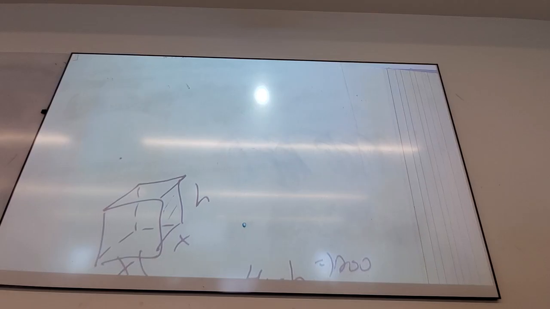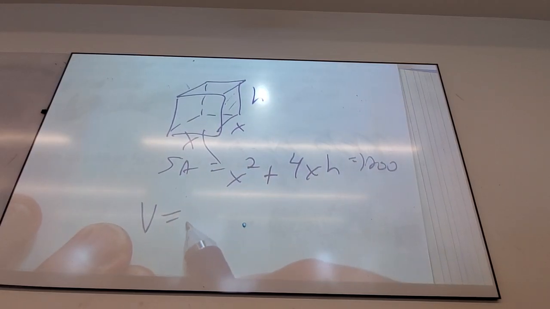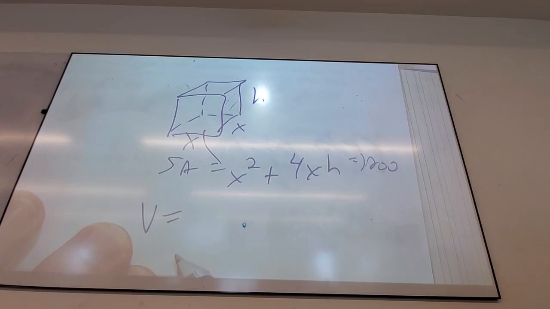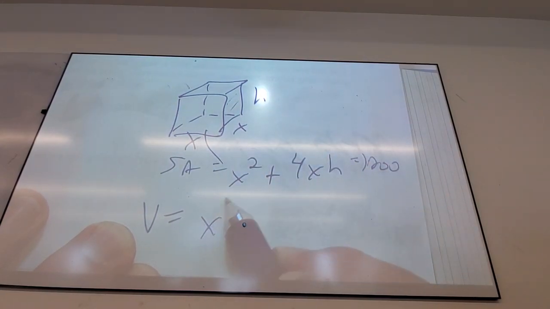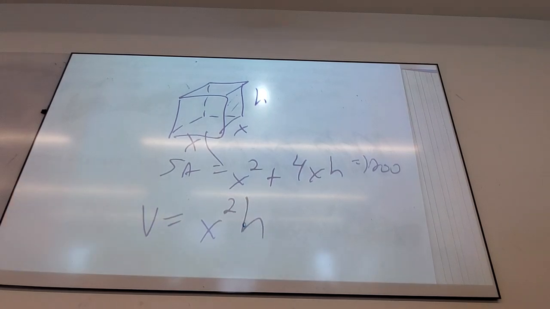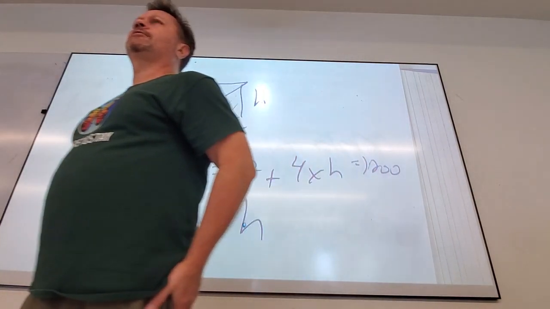Well, what's the volume of this thing? What's the volume of a box? That's L by W by H, length times width times height. So what's the volume of this box? X squared times H. L times width times height. So X times X times H, X squared H, yes?